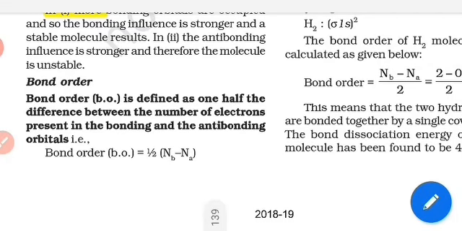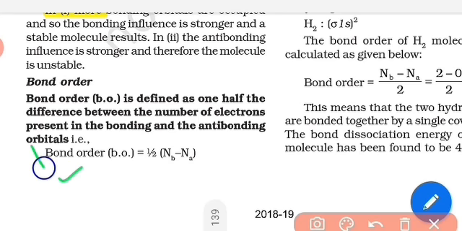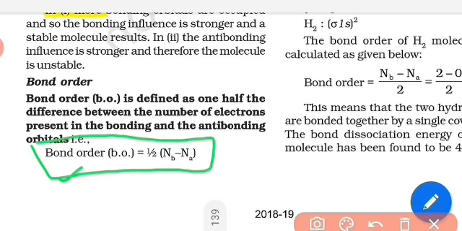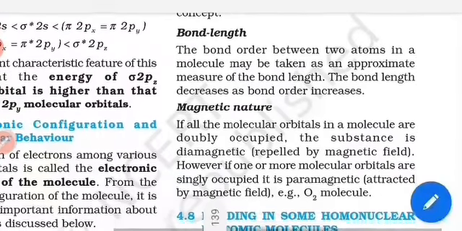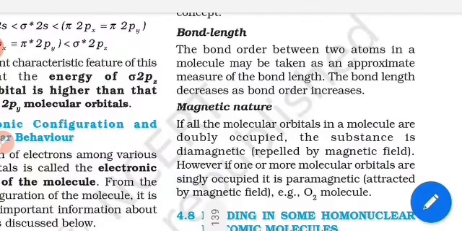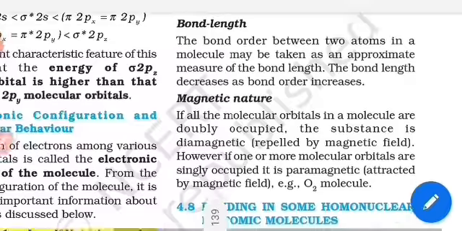Next term is bond order. Bond order is defined as 1/2 the difference between the number of electrons present in the bonding and the anti-bonding orbitals, and the formula for bond order is this. Next is bond length. The bond order between two atoms in a molecule may be taken as an approximate measure of bond length. The bond length decreases as bond order increases. That means bond order and bond length are inverse to each other.